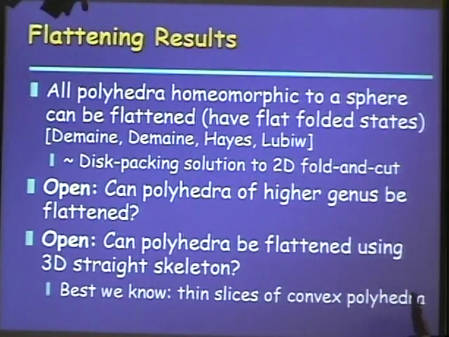We do know that all polyhedra homeomorphic to a sphere, so genus 0, can be flattened. And this is based on one of the 2-dimensional fold and cut solutions. So it turns out because a sphere is pretty 2-dimensional, you can use existing techniques. But as soon as you go to higher genus or some cell complex that doesn't have to be even a polyhedron, we don't know whether these objects can be flattened.